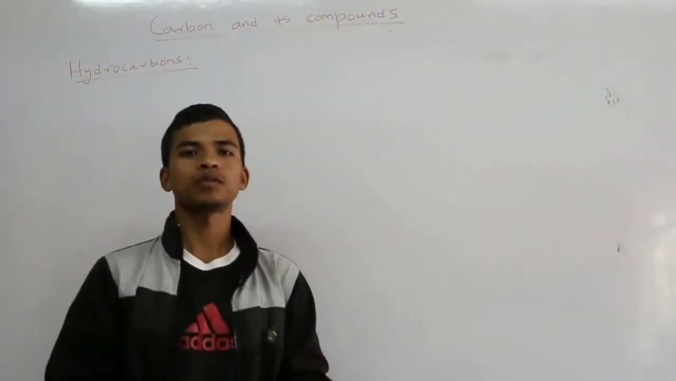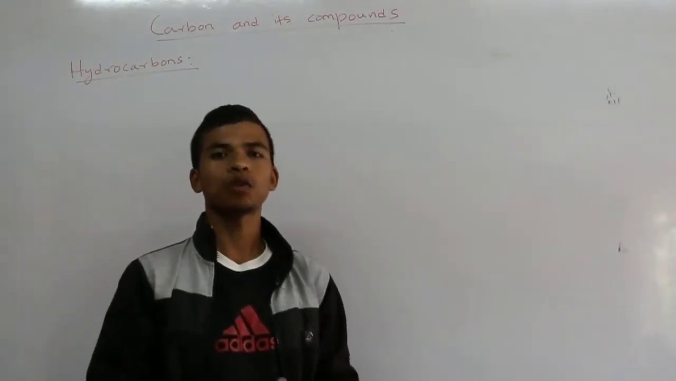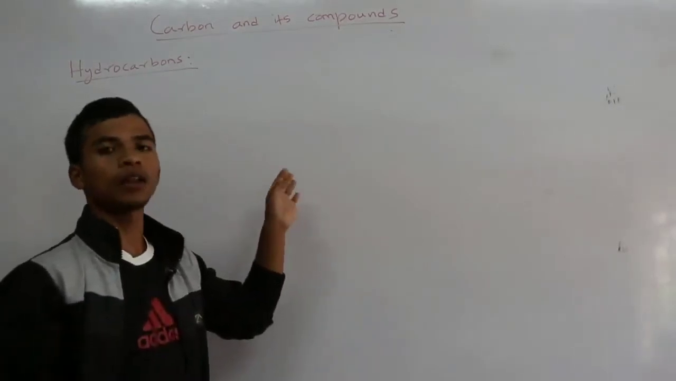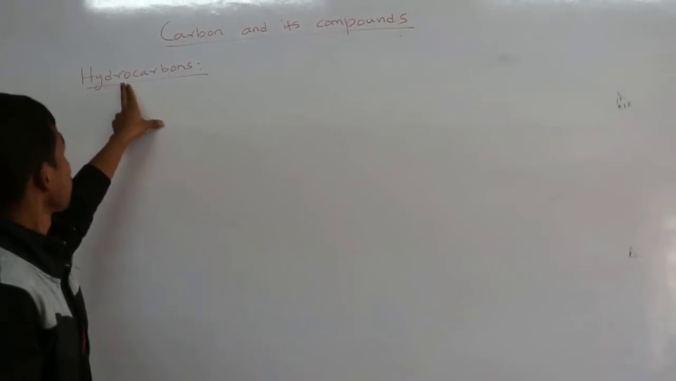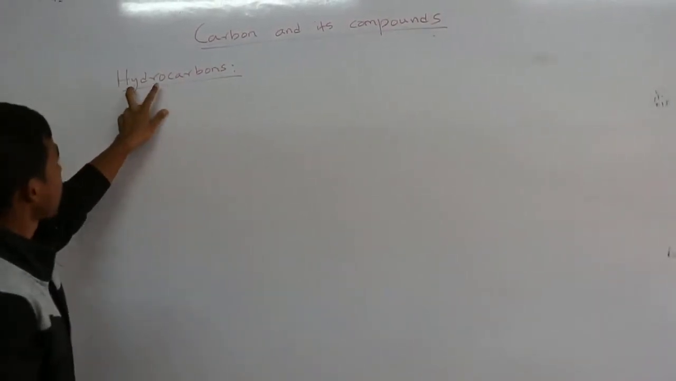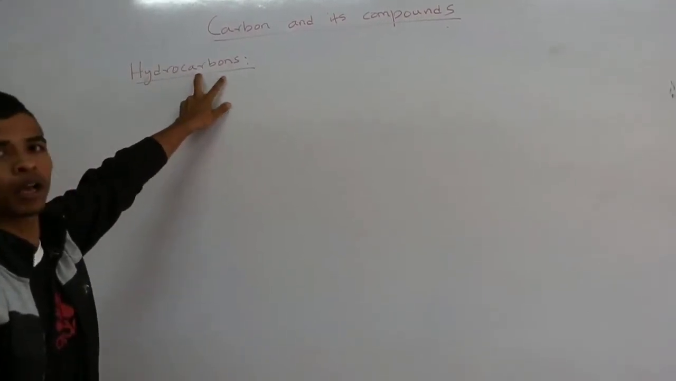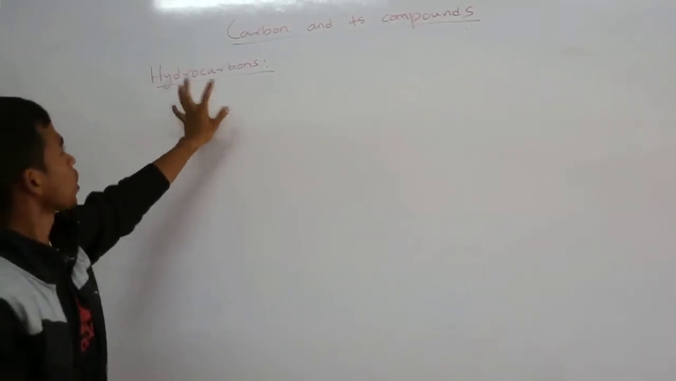Last class we were discussing covalent bonds and some properties of covalent bonds. Today we are going to do the next topic, called hydrocarbons. First of all, we will get to know this word. What do we mean by hydrocarbons? The term hydro stands for hydrogen and carbon for carbon atoms. So what do we mean when we say hydrocarbons?